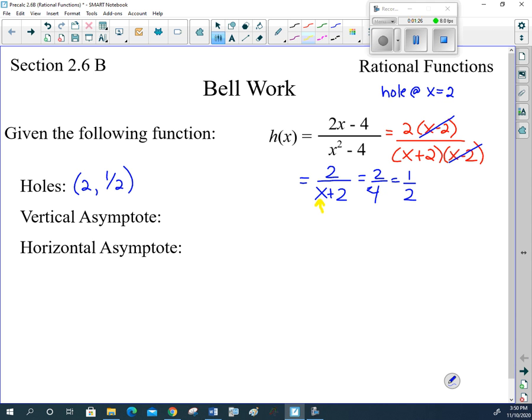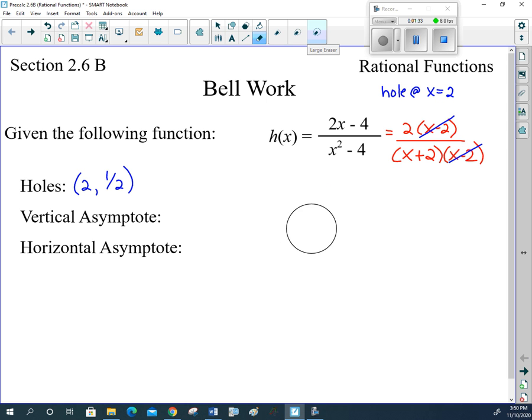And then to find our vertical asymptotes, I'm going to erase this piece right here. We look at our denominator, and notice right here is the only thing we have left. We've already taken care of the hole at 2, so we know that x cannot equal negative 2. That's our vertical asymptote, x equals negative 2, because when we put negative 2 in, it makes us divide by 0.